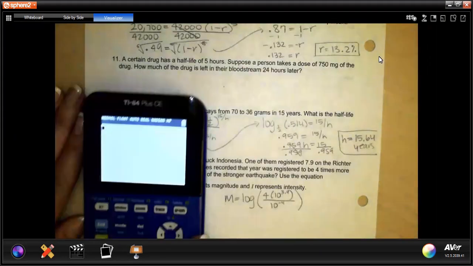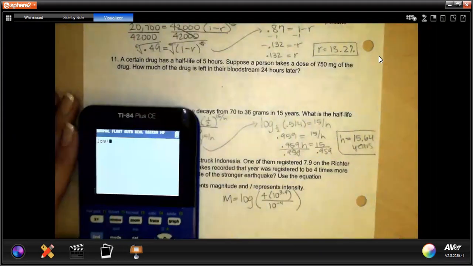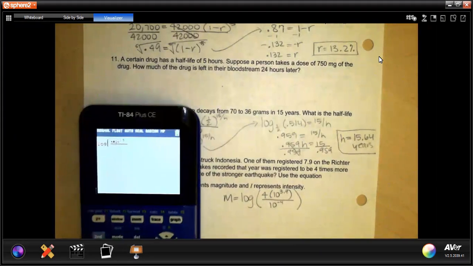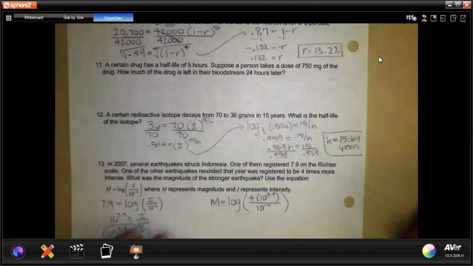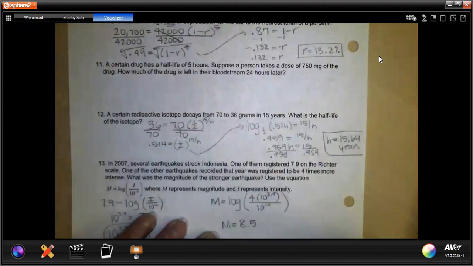So we get log, the common log, so all I have to do is hit the log button. And then I'm going to go ahead and put it as numerator over denominator, and we get 4 times 10 raised to the 3.9. And then on the bottom, 10 raised to the -4. Close my parentheses, and we get 8.5. So the magnitude on the other earthquake was 8.5 on that Richter scale.